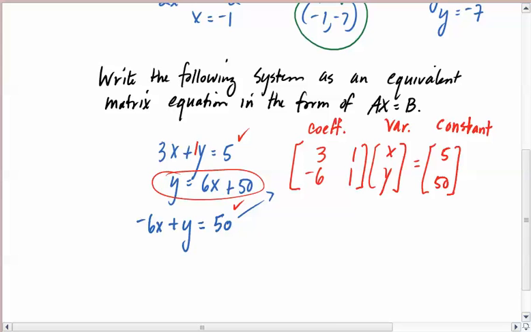Let me check my work here. I have a 3, a 1. I pulled the 6x over. That gives it a negative 6. There's a 1, and there's 50. Alright, so it doesn't tell me to do anything else, so just follow the directions, and we're finished with that, right?